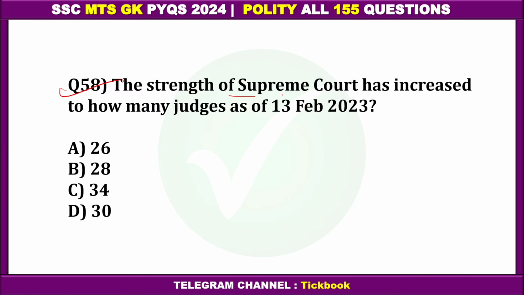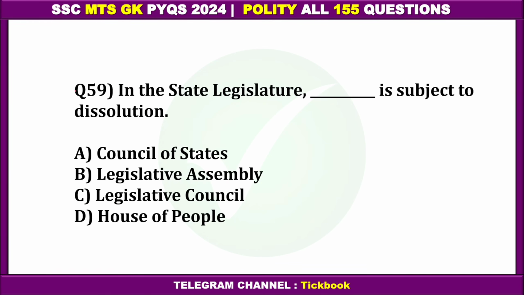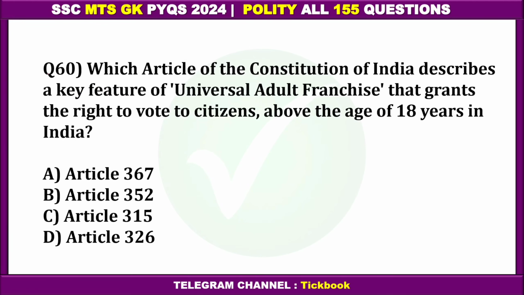58. The strength of the Supreme Court has increased to how many judges as of 13 February 2023? Option number C, 34. 59. In the state legislature, dash is subject to dissolution. Option number B, Legislative Assembly.